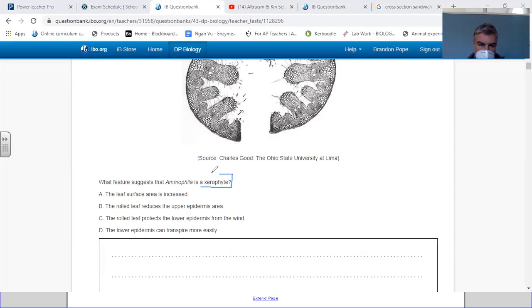I haven't taught this until we get to ecology, but that's something that's kind of important. A xerophyte. What is a xerophyte? A plant that needs little water. Yeah, at least exactly. It's like a cactus. So, which would be the correct choice for this question?